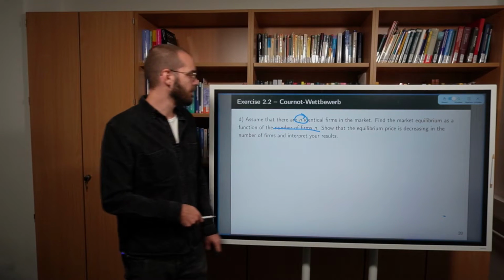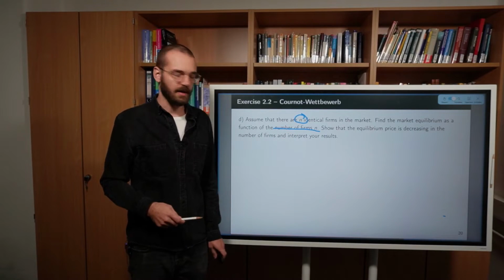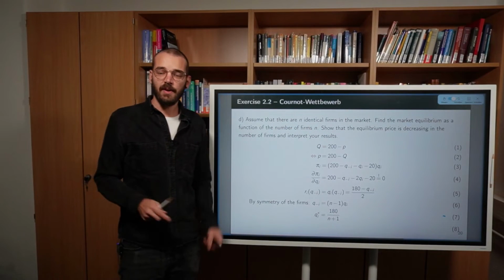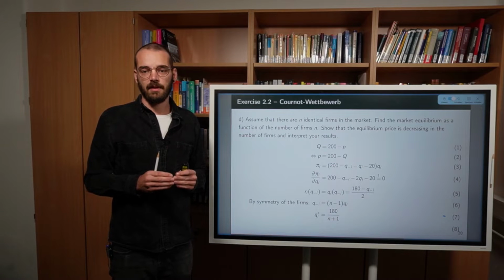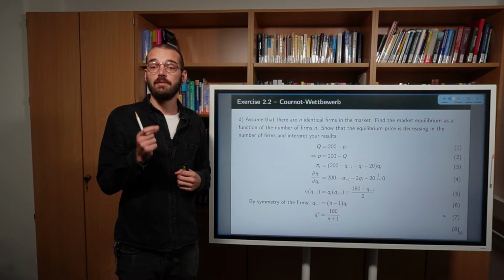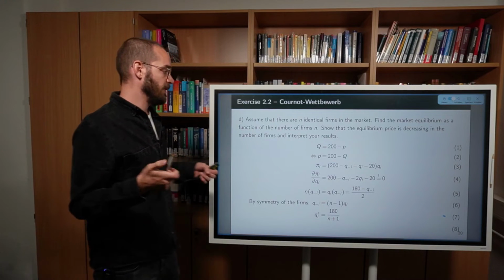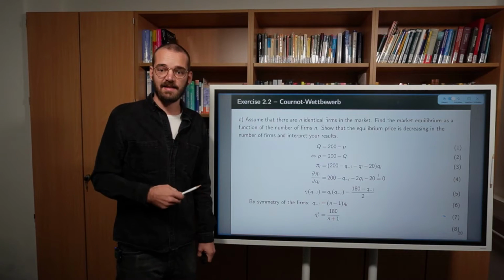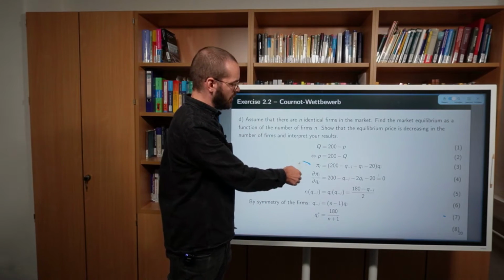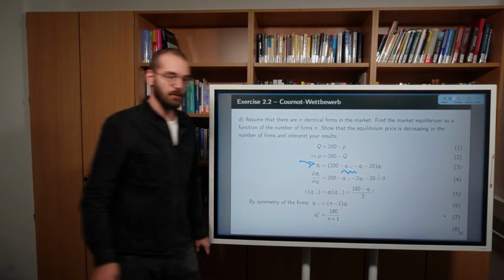Let's find the market equilibrium as a function of this unknown number of firms n in the market. In order to solve this, we are conducting the very same steps that we conducted earlier for two firms. The only difference is that we have to keep in mind that we don't know the number of firms and have to consider the parameter n instead. So the starting point is, of course, the exact same as earlier. We have a demand function, and we can use this demand function to state the profit function of each individual firm.